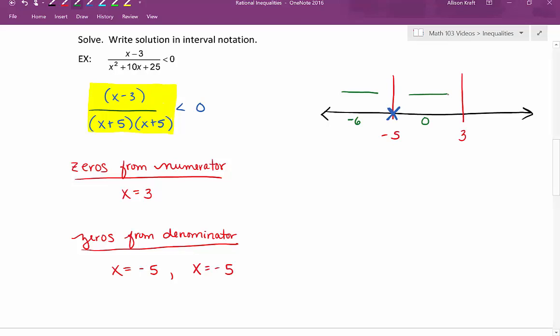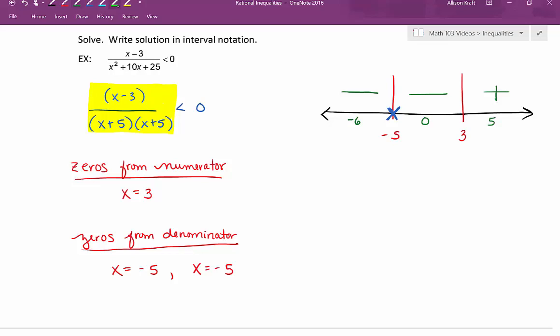Our last interval, we need to choose a number greater than 3. I'm going to choose positive 5. Plugging 5 into our first factor, x minus 3, I get a positive. Plugging it into our first factor in the denominator, x plus 5, I get a second positive. Plugging it into our third factor, x plus 5, I get another positive. 3 positives end up giving us a positive.